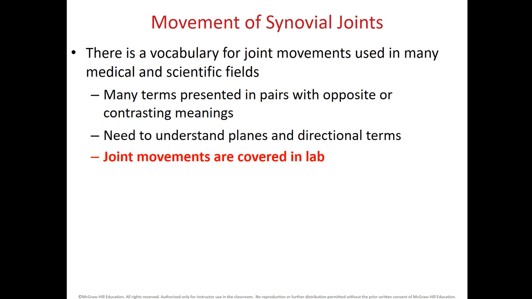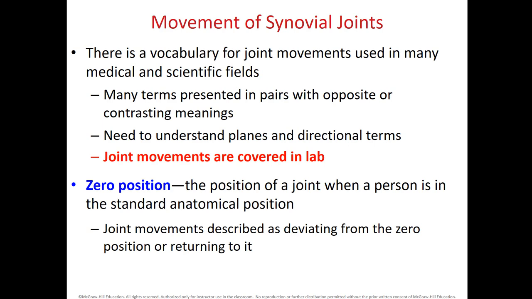You need to understand your planes and your directional terms. These joint movements are also covered in lab. Now, zero position is the position of a joint when you are in anatomical position. When we talk about these joint movements, we're either moving away from the zero position or we're going back to the zero position.